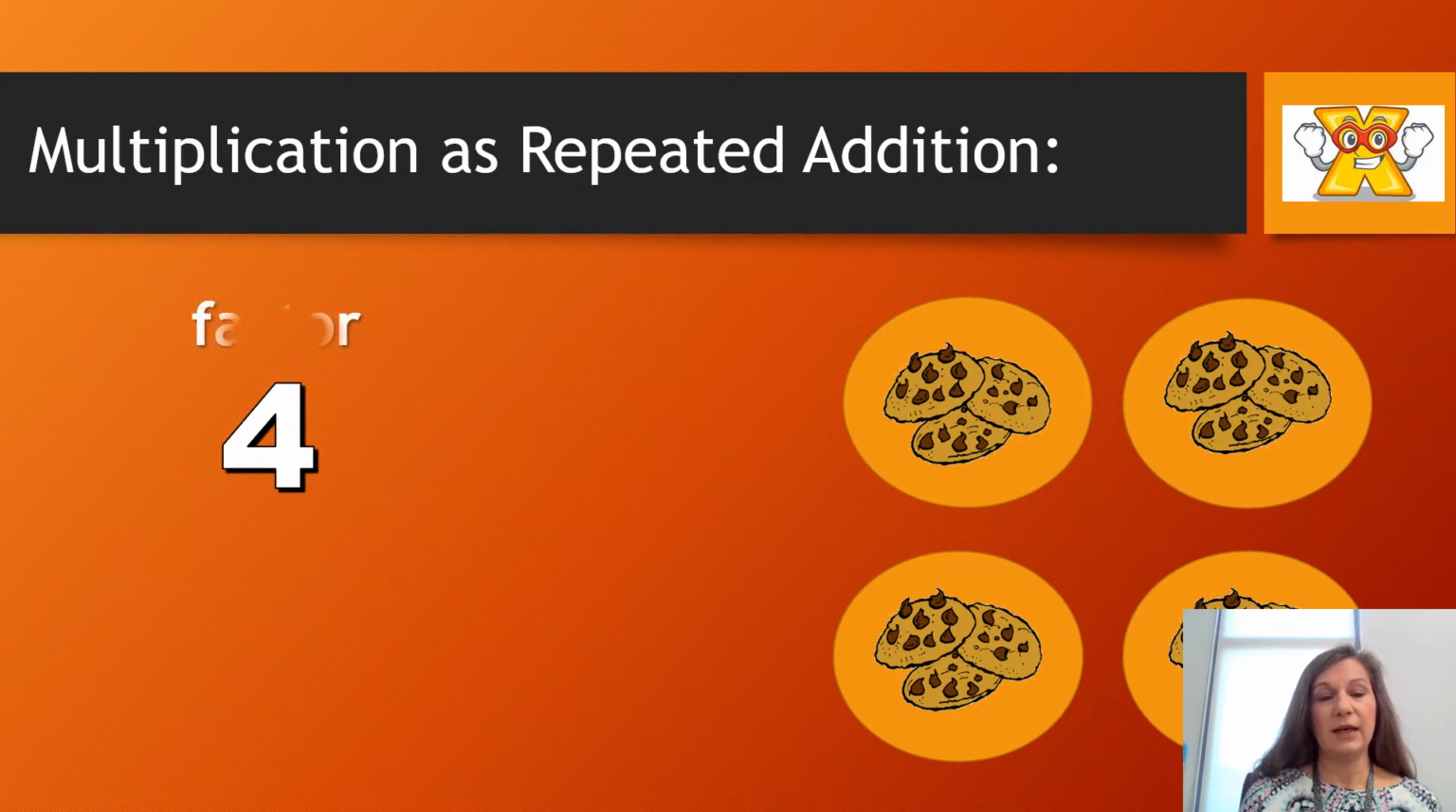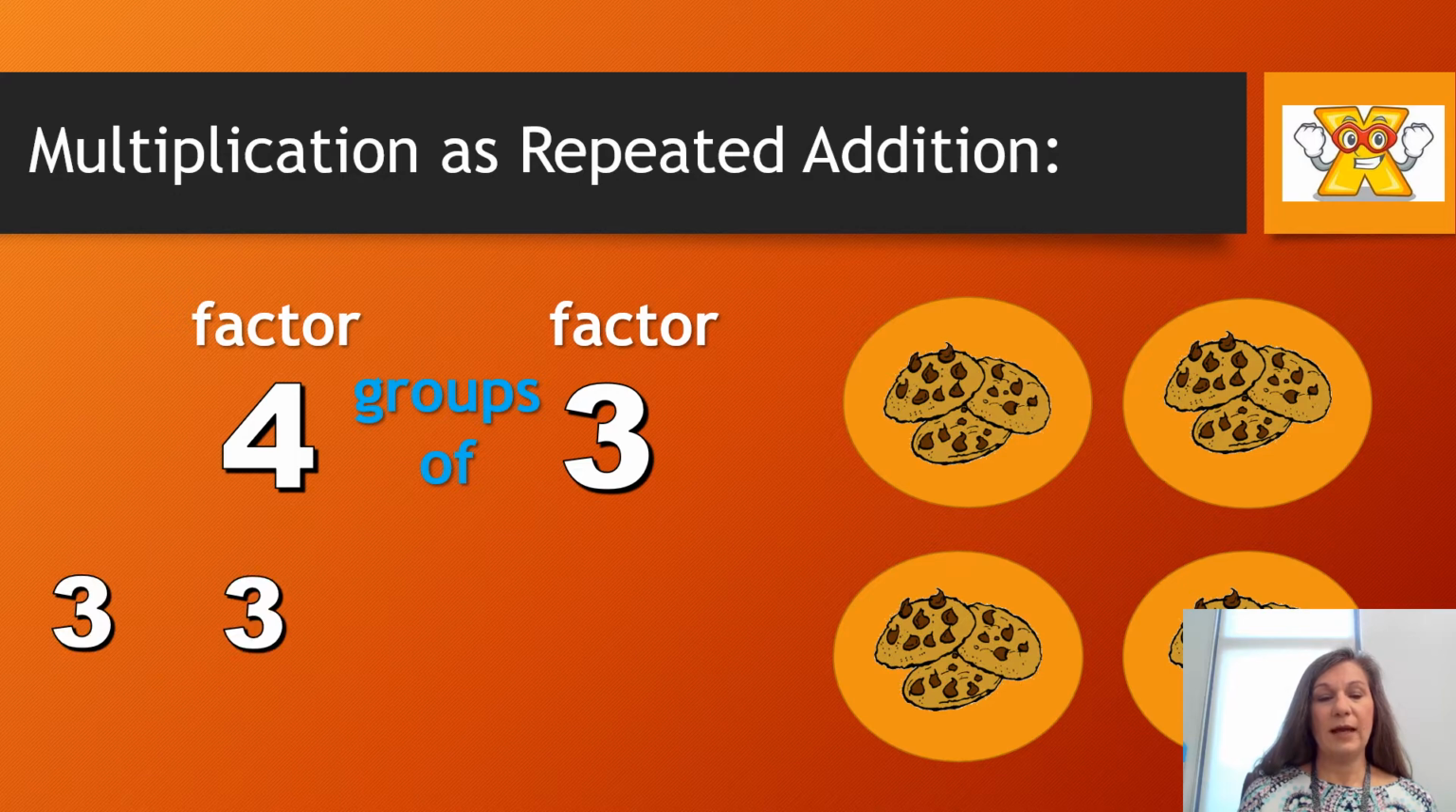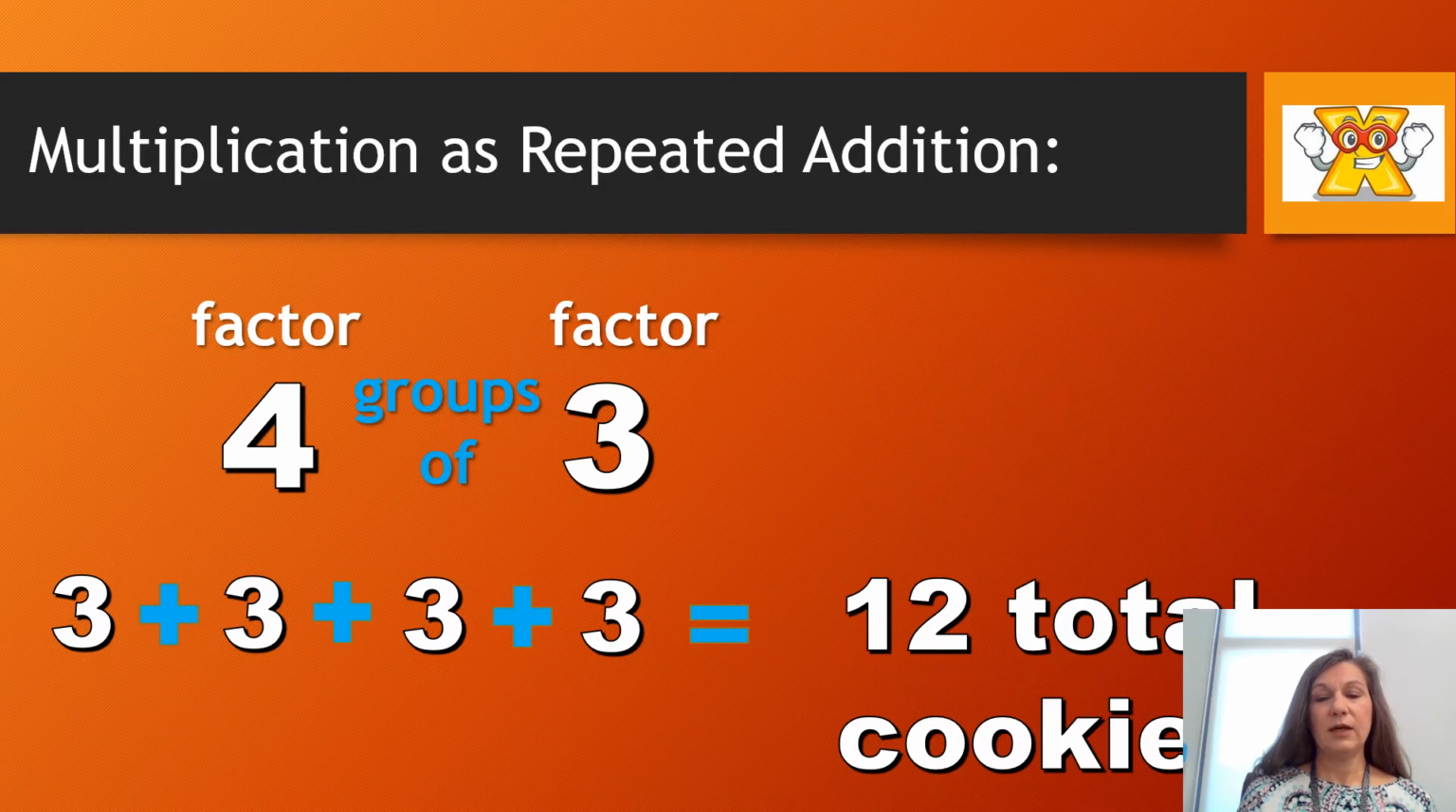Correct. Nice thinking. So our first number in our equation is a factor. We have our multiplication symbol, and our second number is called a factor also. Now, remember, we can replace that multiplication symbol with groups of. So we have 4 groups of 3 here, and you'll notice that when we add our groups, we can add 3 plus 3 plus 3 plus 3. And we add those together to get our 12 total objects. In this case, they were the cookies.